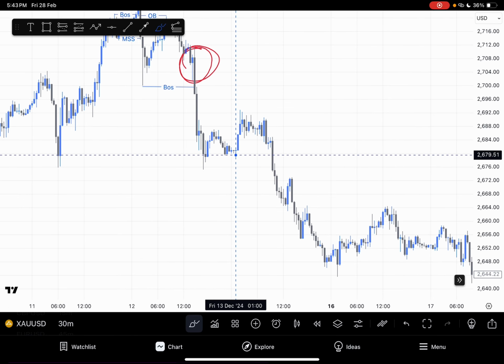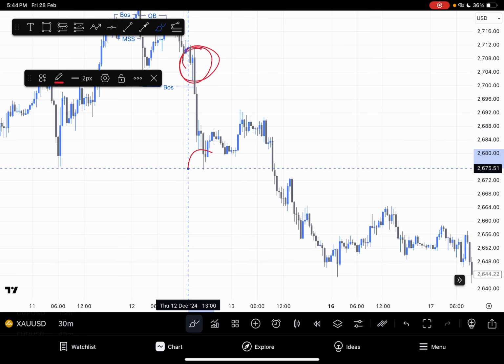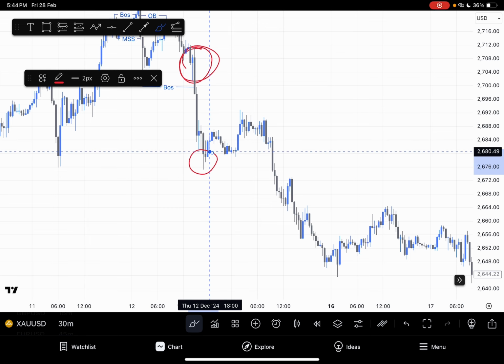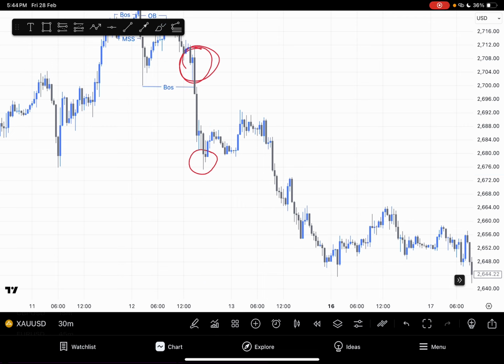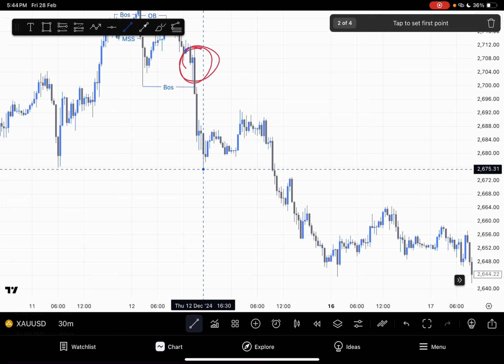So next, after the break of structure, this is the next liquidity. And how do you know that's liquidity? You can see the weak candlestick there after the break of structure. That tells you there's liquidity at that point. So now you see price break below. You just have to keep following the trend.